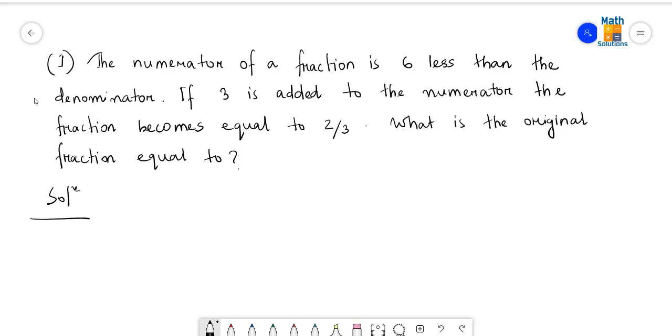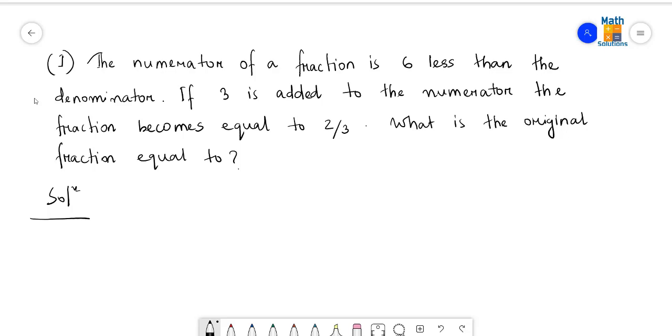The numerator of a fraction is 6 less than the denominator. We know that the fraction contains two parts. The upper part is the numerator and the lower part is the denominator. Now what is said here? The numerator is 6 less than the denominator. That means if we consider the denominator as x, then 6 will be subtracted from the denominator, and the result will be x minus 6. That will be the value of the numerator as per the first condition.